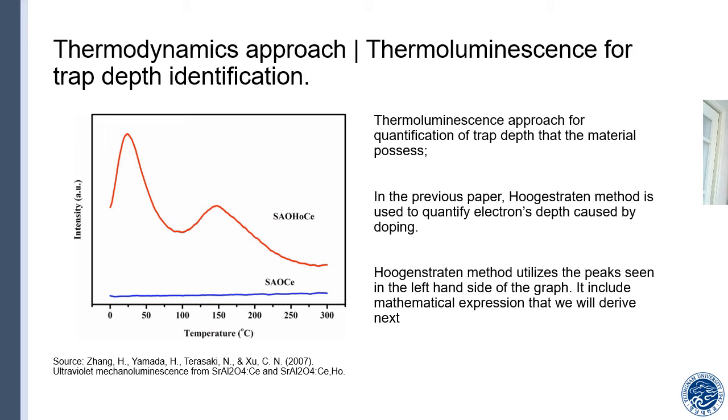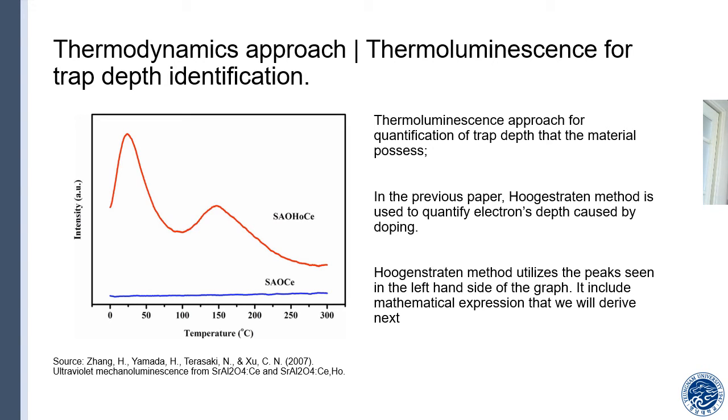Then how would we correlate it with the thermodynamics approach that you were assigning to us? The correlation is quite apparent, as you can see here, that thermoluminescence is used for this trap depth identification. I previously mentioned that trap depth identification is important because trap depth is what causes this luminescence phenomenon.